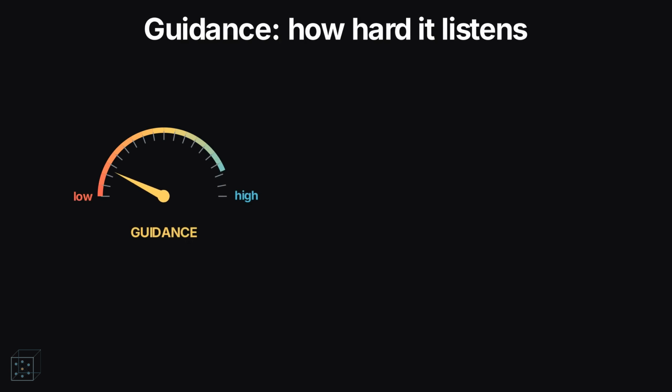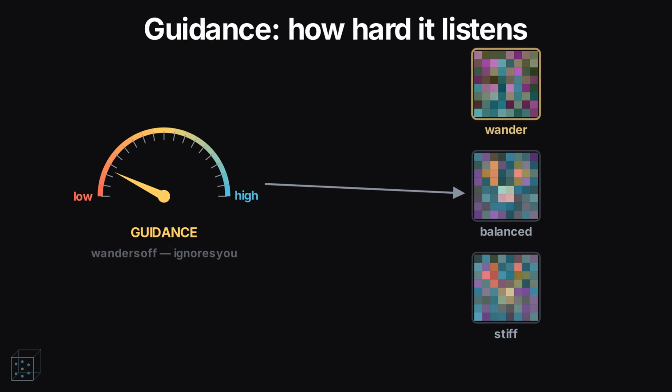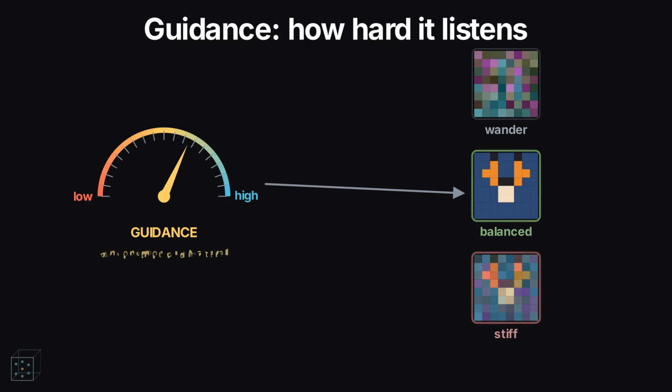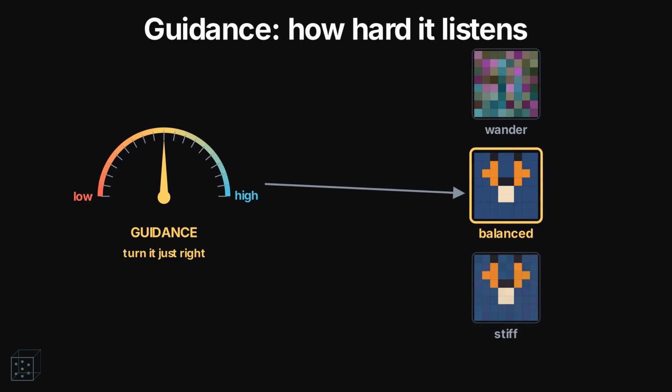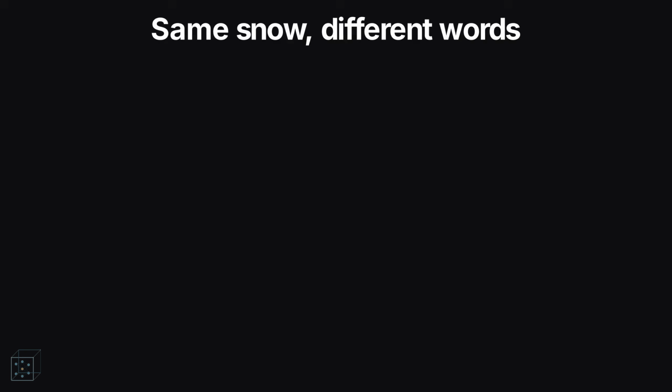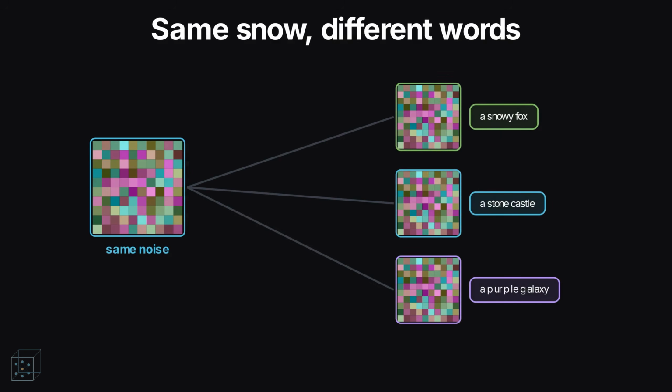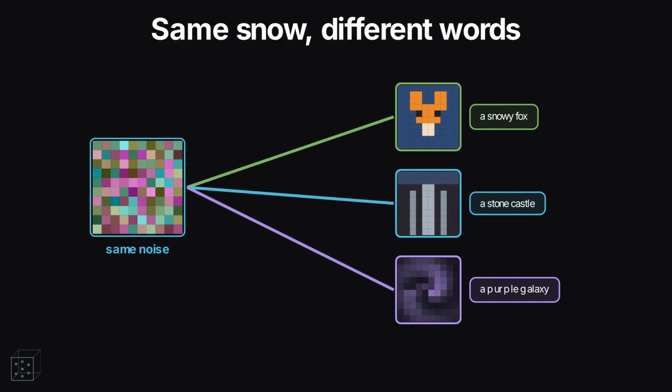Turn that steering up, and the model clings hard to your words, very on prompt, but a little stiff. Turn it down, and it wanders off, creative but ignoring you. Change the words, and the same starting static can become a fox, a castle, or a galaxy, depending only on the words you fed in. So the noise decides the rough layout, where things land, and the prompt decides what those things become. Same snow, different words, completely different picture.